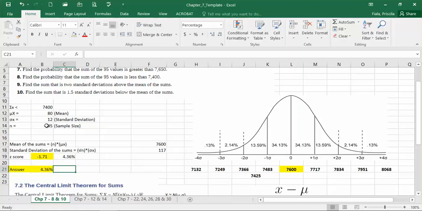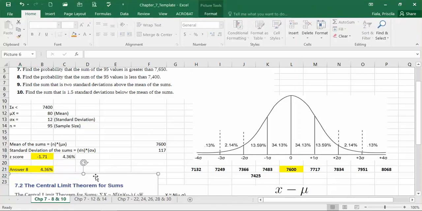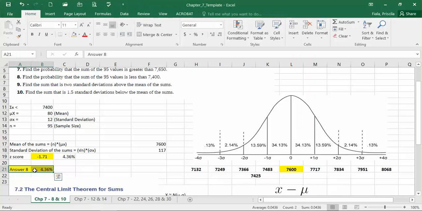So we would be done with problem 8. And then problem 10 is asking you to find the sum. So I should put answer 8, and maybe I can move this a little down, and I can copy this over here.